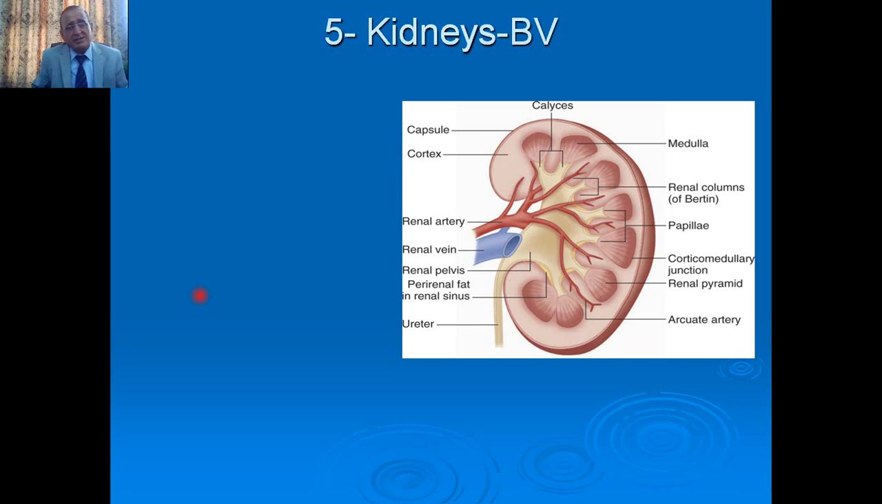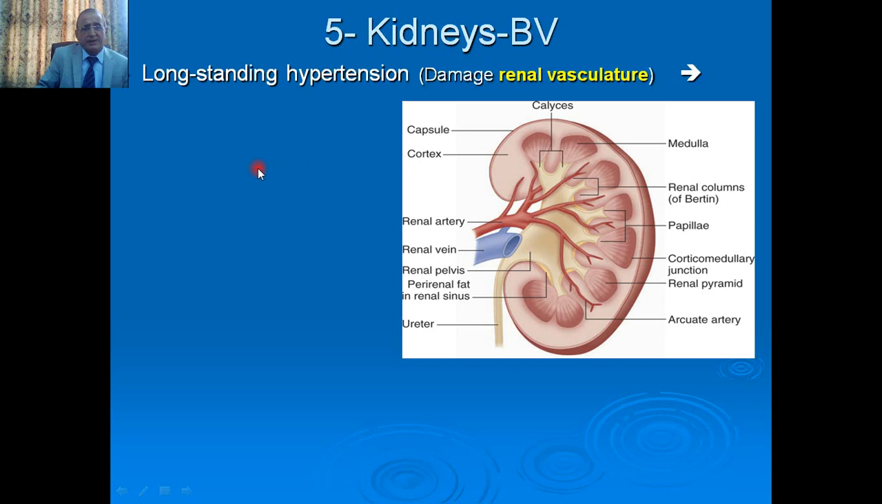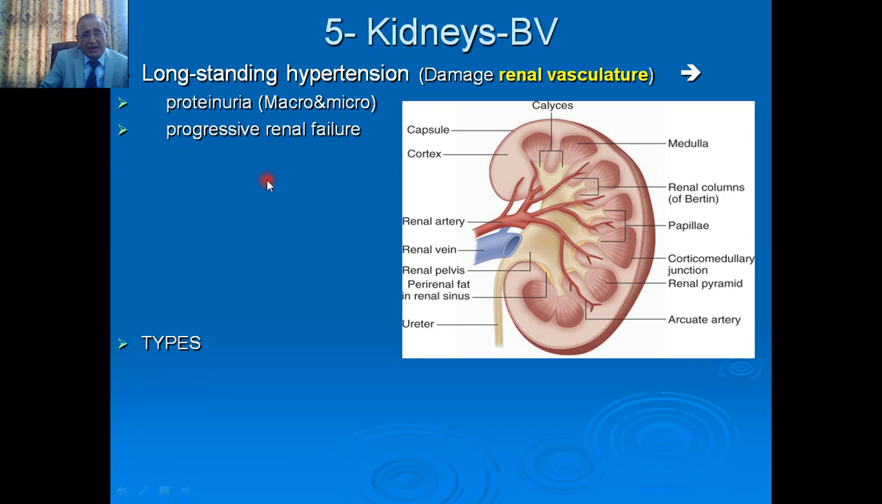The last organ is kidneys. The kidney has again large arteries and small arteries. The large arteries affected by atherosclerosis, the small arteries by direct affection. So long-standing hypertension will damage the renal vasculature and produce albuminuria, micro and then macroalbuminuria, and then will end in renal failure. How does this damage occur?